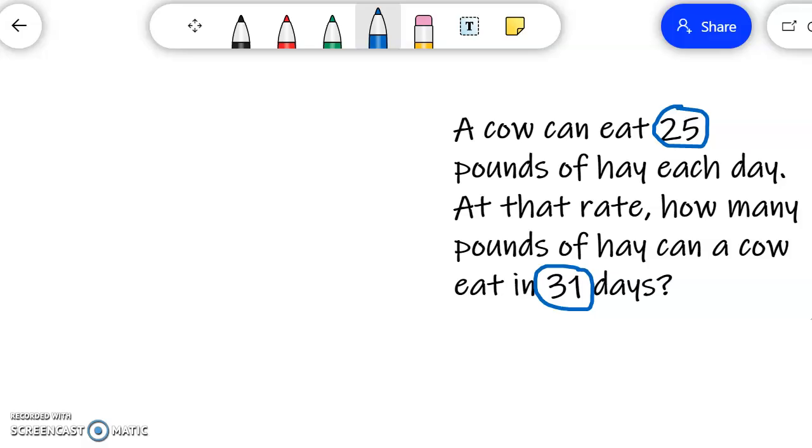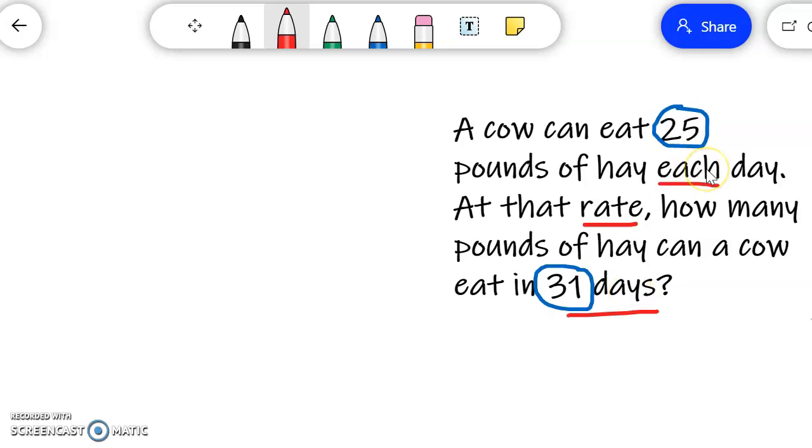Then I want to look for clue words in the problem that will let me know what operation to use to solve the problem. So the sentence says a cow can eat 25 pounds of hay each day. At that rate, how many pounds of hay can a cow eat in 31 days? So basically the question is stating that every day for 31 days in a row, the cow is going to eat 25 pounds of hay. So at the end of that 31 days, how many total pounds of hay would the cow have eaten?